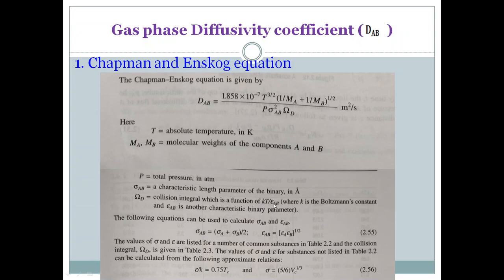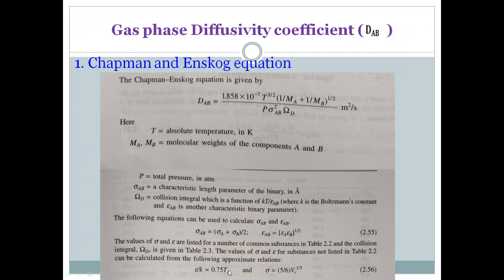Now what is EAB? K is the Boltzmann constant, T is absolute temperature, and EAB is epsilon A into epsilon B, whole to the power half. So this is the EAB. Okay, this is current. Now EAB equal to what? Again EAB by K is equal to 0.75 into TC.